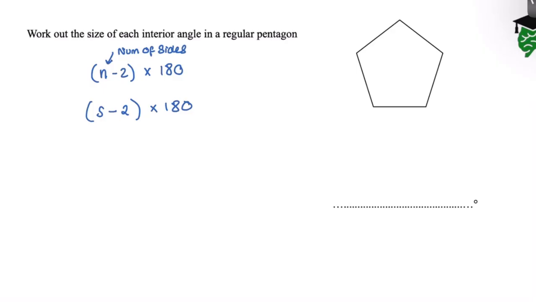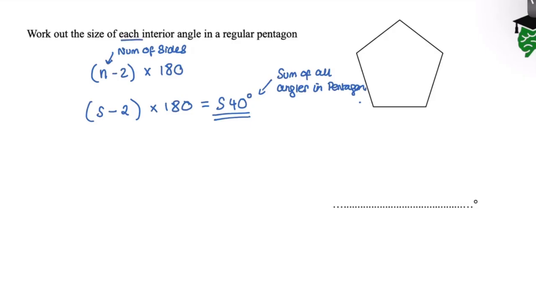Now, 5 minus 2 multiplied by 180 degrees is going to get you an answer of 540. What this tells you is the sum of all the angles in the pentagon.